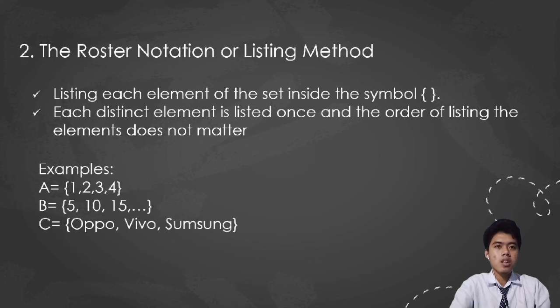Kasi hindi naman infinite yan, continuous yan. Hindi naman natin pwedeng i-list lahat ng multiples of 5 or positive multiples of 5. And yung last example natin, yung set C is the set of mobile phones. And ililista lang natin yung mobile phones. Set C is equal to {Oppo, Vivo, Samsung}. So, ganun lang. Tandaan nyo sa Roster Notation or listing method, ililista mo lang lahat ng element doon sa loob ng symbol na braces.